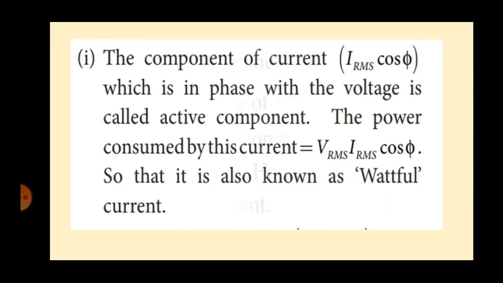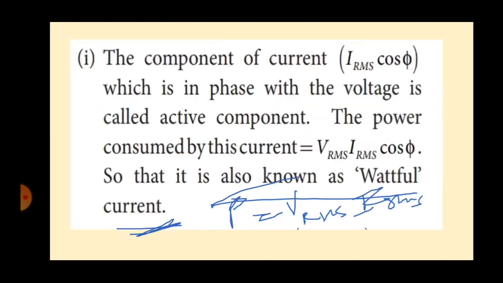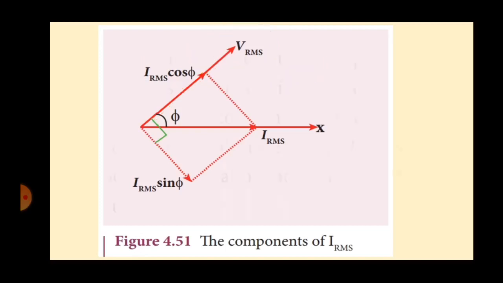Then the second component, Irms sin phi. Now see again your two components, Vrms and Irms sin phi. What angle? Perpendicular to each other, pi by 2. The component with a phase angle of pi by 2 with the voltage is called the reactive component. Now calculate the power consumed. Power consumed is 0. How?